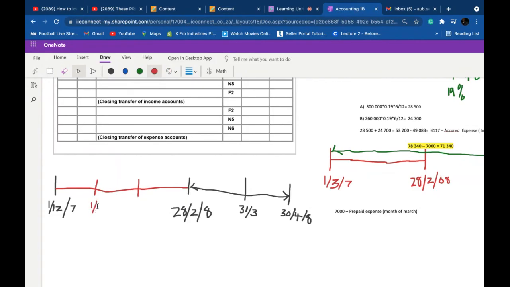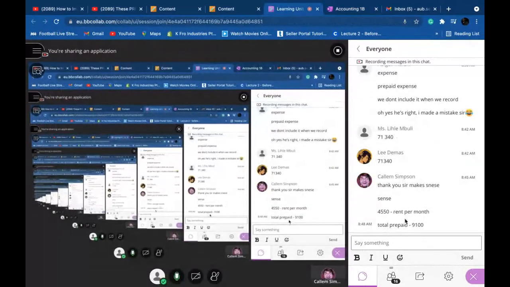So let me do this: 1, 1, 8, and then here this is 1, 1, 2, and then 8. So here we have 3 months that we're interested in, but here there's an extra 2 months that they've paid. And I think that's what someone was trying to highlight in the chat.